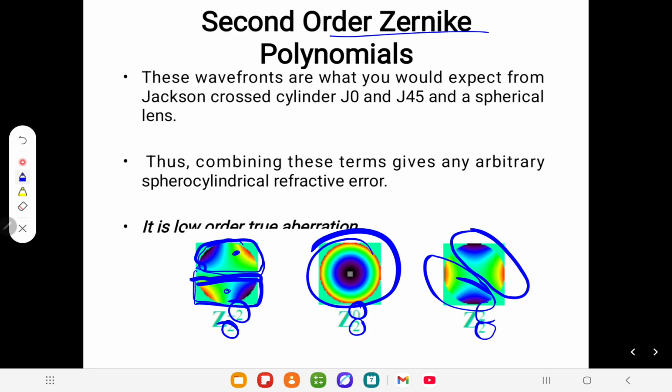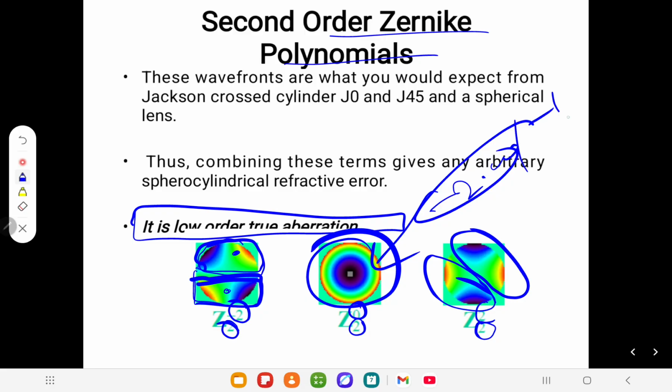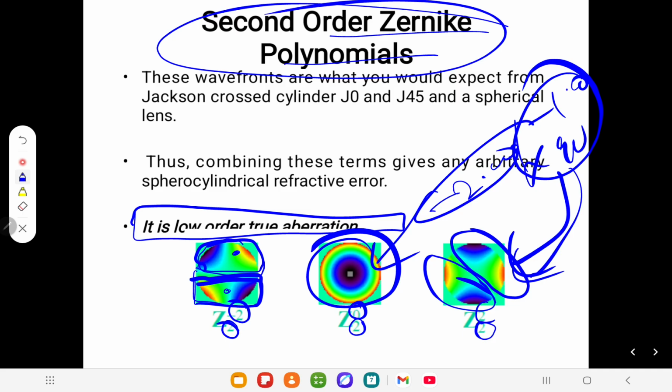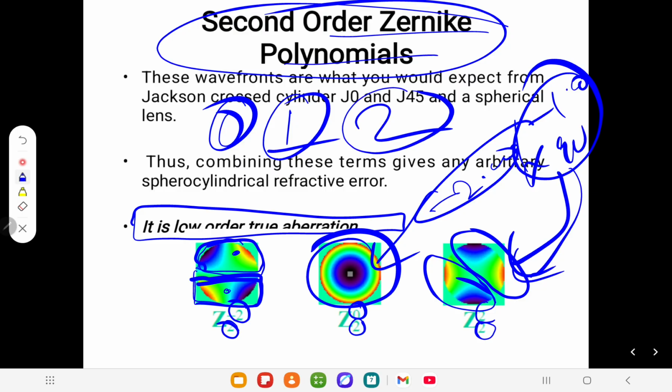Second order Zernike polynomials are actually the true low order aberrations. It's the only low order aberration that is very significant, and whenever we prescribe anything for a patient, minus 2 is this, and minus 1 cylinder at 90 degrees is this, isn't it? So it's very important to understand which is which. The second order Zernike polynomial is the most significant Zernike polynomial in low order, because when you talk about low order, it's null, eins, and zwei: 0, 1, and 2.